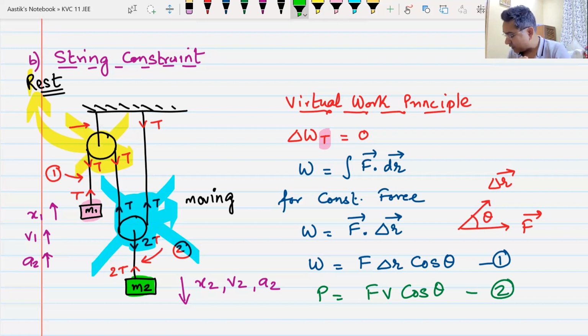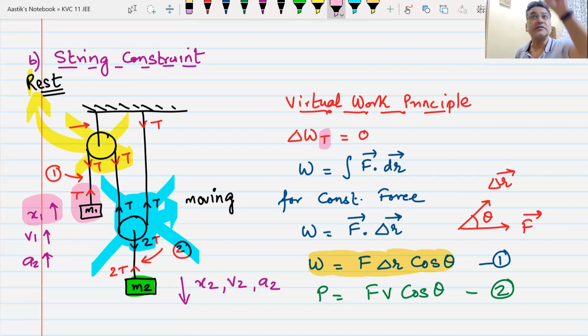Now, how will I find the work done? We already know the formula of work done is this, cos theta. Now, we'll apply this formula on block 1. Remember, for block 1, tension is upwards and its displacement we have assumed is upwards. So, what is the angle between the force and displacement? Both are upwards. What is the angle between force and displacement?